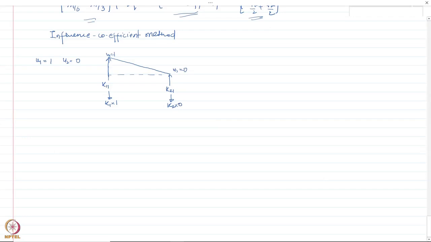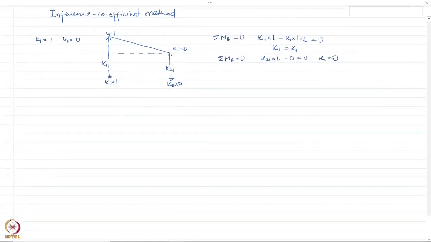And again, we can solve this. If I write down the equilibrium, summation of moments about B equal to 0, I can directly get K11 times L minus K1 times 1 times L equal to 0. So K11 is nothing but K1. Similarly, if I consider summation of moments equal to 0, I would get K21 times L minus, there is no moment created by the force K2 because it's 0, equal to 0. So K21 equal to 0. So we've got the first column of our stiffness matrix, which is K1, 0.